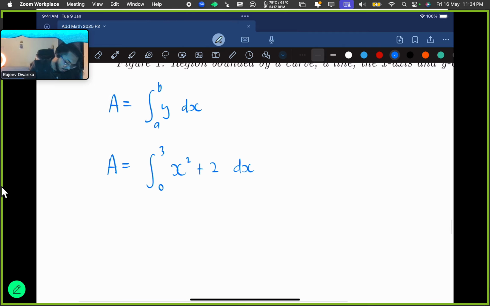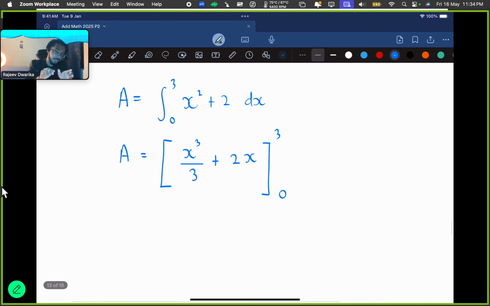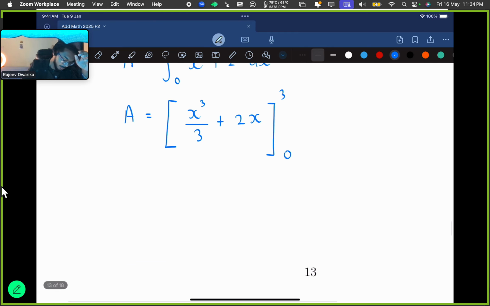And so if I integrate that, I'm going to put my square brackets and I'm going to add 1 to the power, and I'm going to divide by the new power, which is 3. That's going to turn to 2x. I put 3 on top.